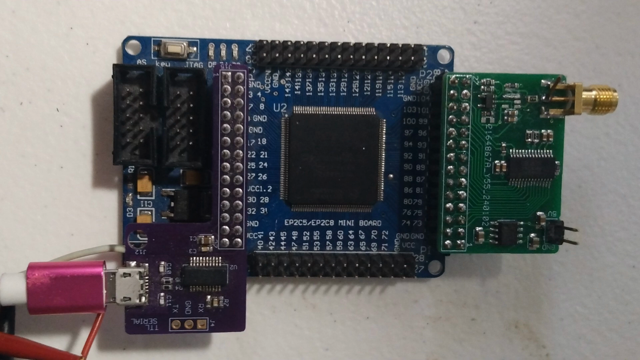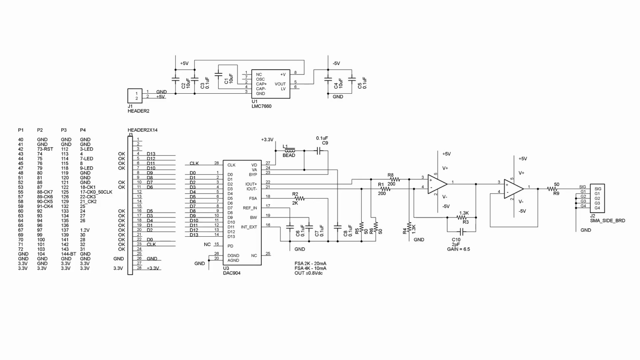Here is a picture of the DAC board, along with the schematic. The board includes an inverting power supply for minus 5 volt DC. The op-amp has a gain of 6.5, which provides an output signal of a little more than plus and minus 5 volts peak to peak.